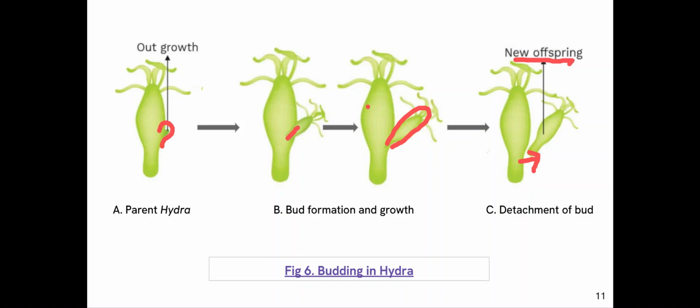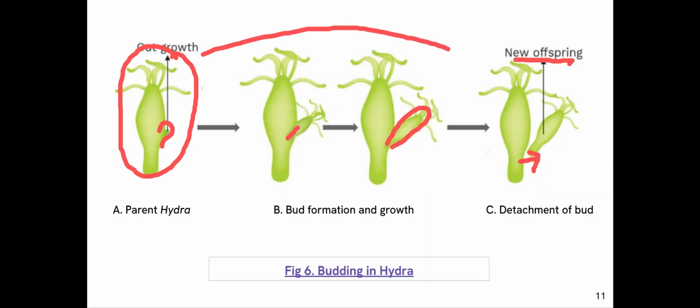Now, if you see over here, the identity of the parent hydra is intact. This parent hydra is intact when it is giving rise to the new offspring. So, the identity in this case is not lost. So, here the concept of immortality will not come. The identity is intact.